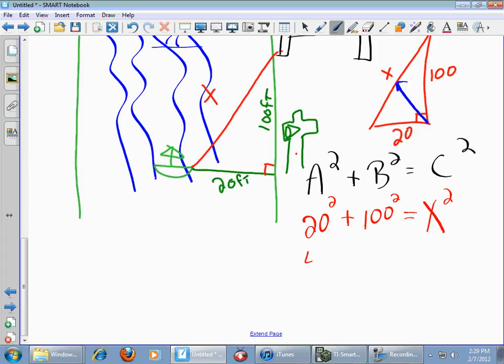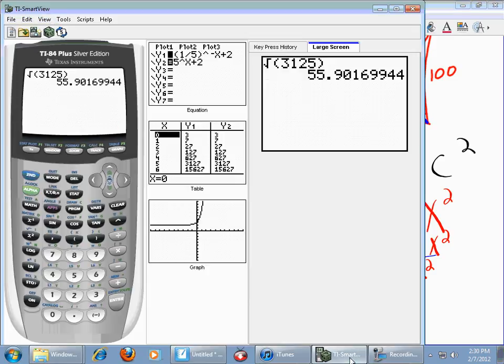And now I will square 20 and get 400. I will square 100 and get a 1 followed by 4 zeros, which is 10,000. That'll equal x squared. 10,400. All I did was add. And now, how do I undo a square? That's right, I take the square root of each side. So x is going to equal the square root of 10,400.